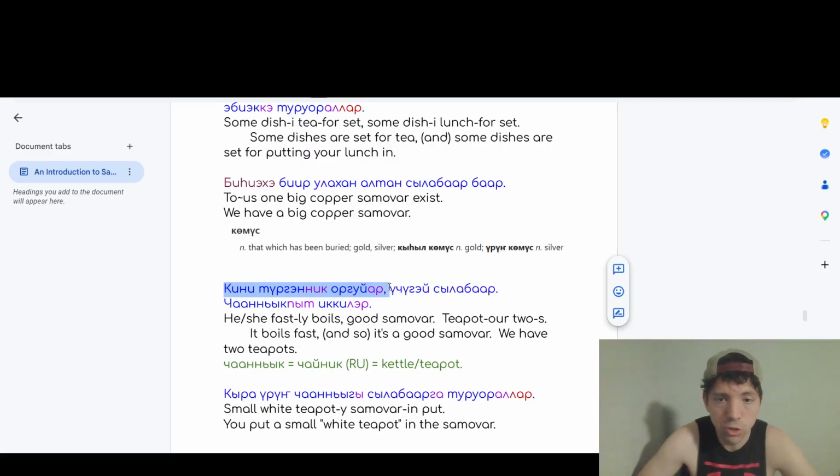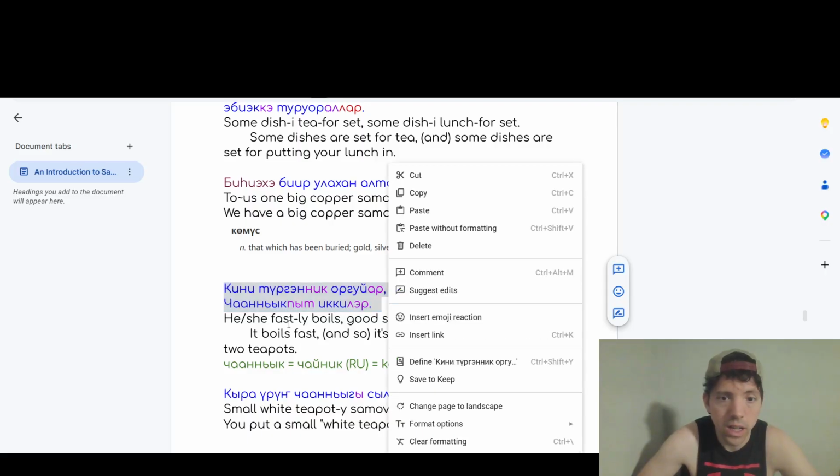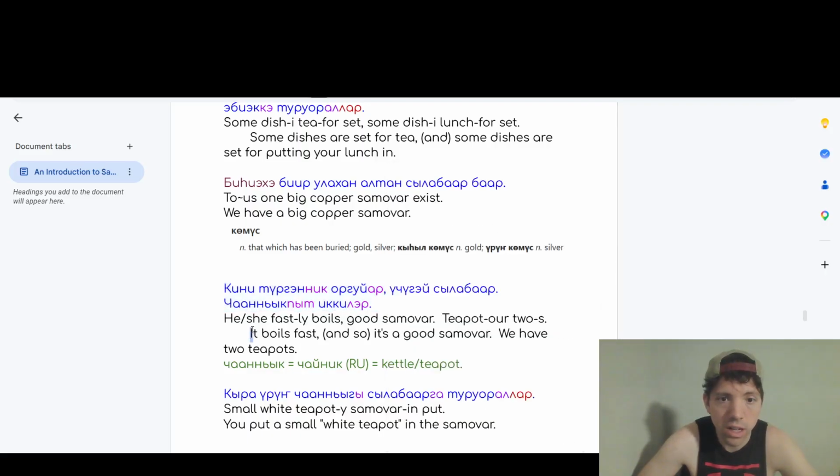Okay. Kidi Turgenik Arguyara Yuchige Salabara Chanyakput Ikilera. It boils fast, and so it's a good samovar.